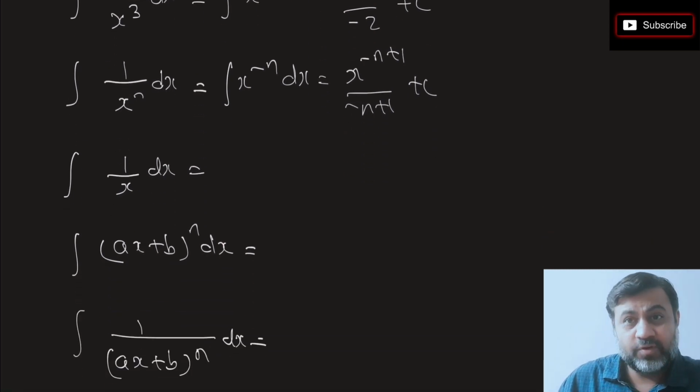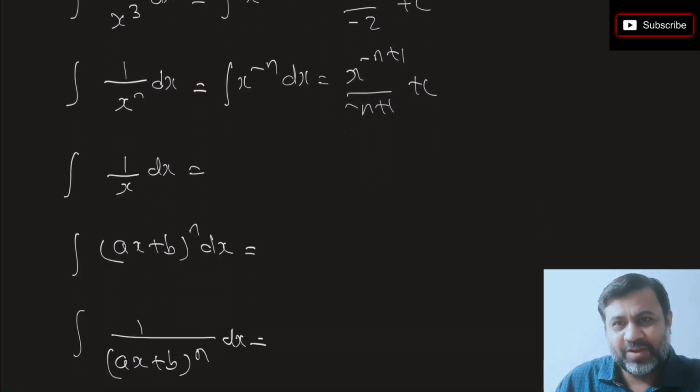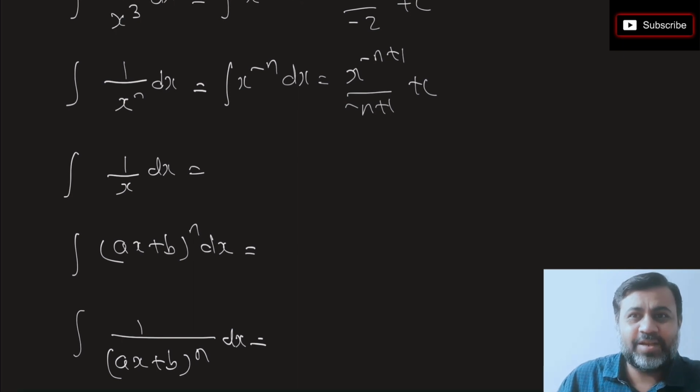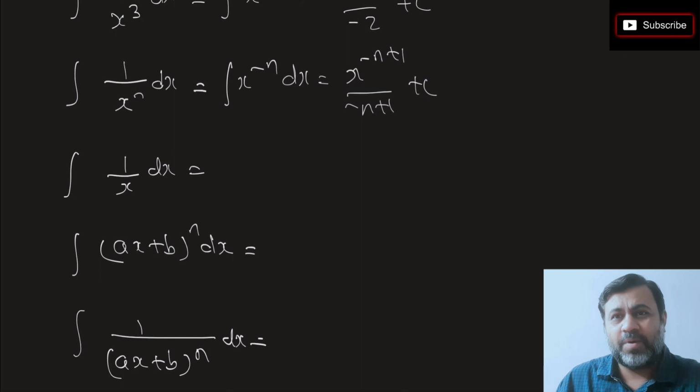Integration of 1 by x, we don't do such thing. Understand this, what is the derivative of log x? 1 by x. So integration of 1 by x has to be log x. See, as I said, integration is antiderivative. I cannot take x to the power minus 1. If I took x to the power minus 1, I would get x to the power minus 1 plus 1, and in the denominator also minus 1 plus 1, which is 0, not defined.